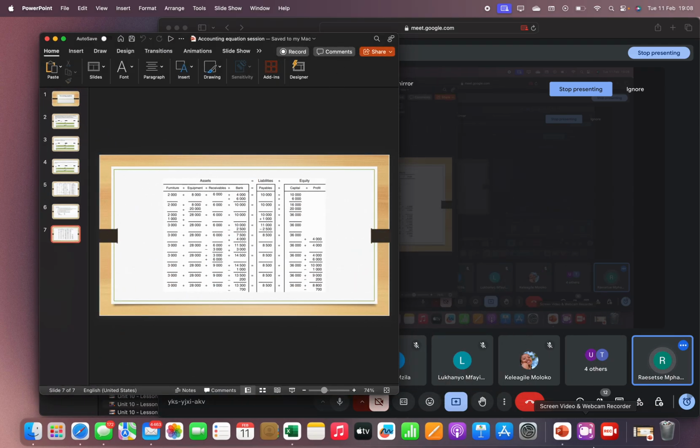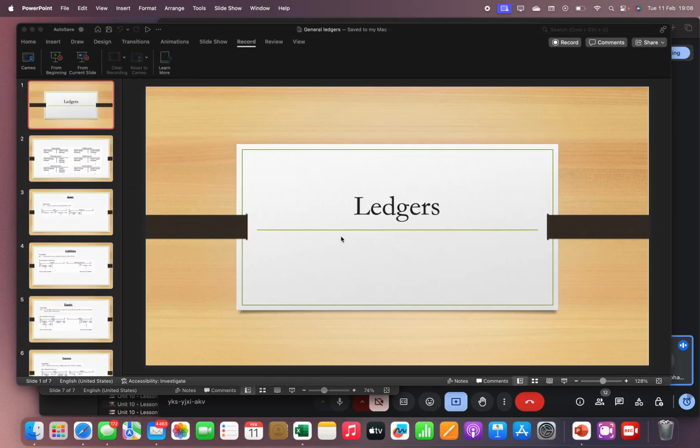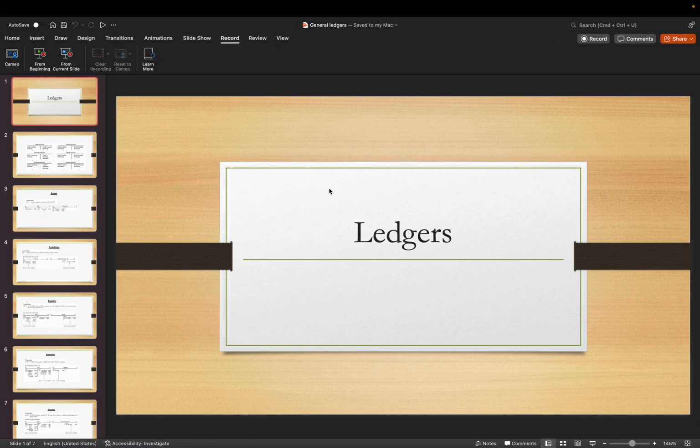So today we will have a look at general ledgers. So this is chapter 4. We're gonna start with chapter 4 and then we'll go into chapter 3. I'll explain why we start with chapter 4, then go into chapter 3. So chapter 4 is general ledgers.